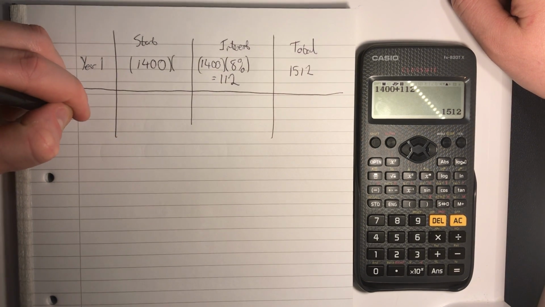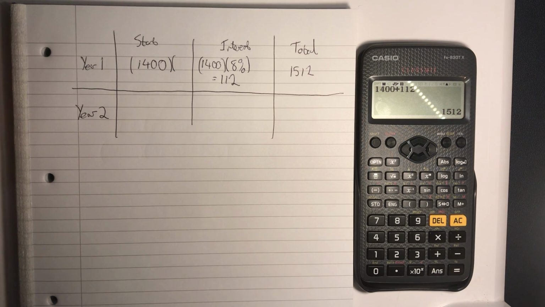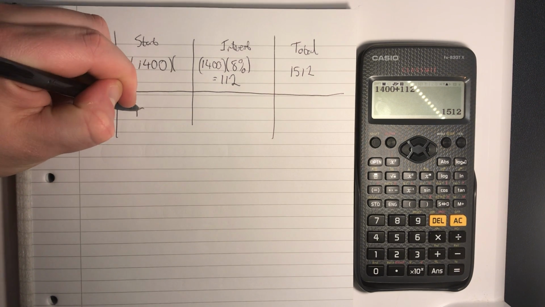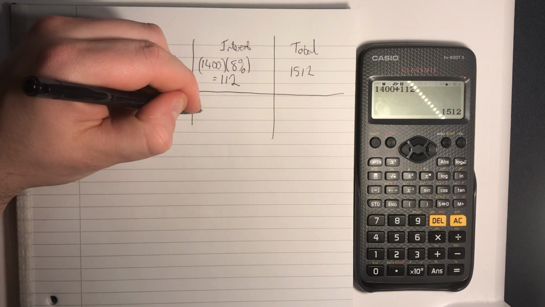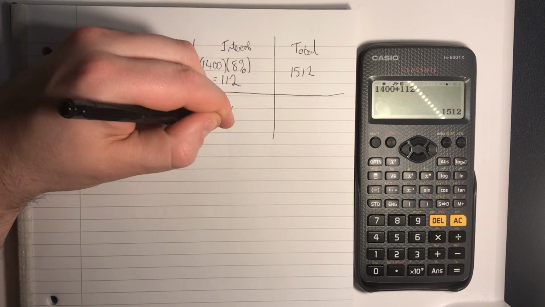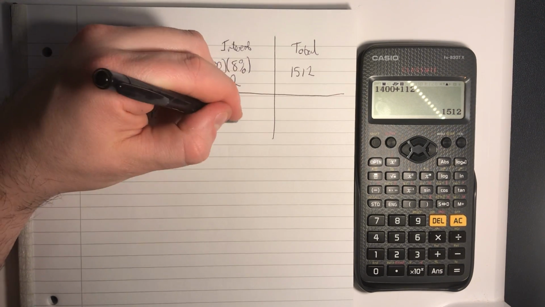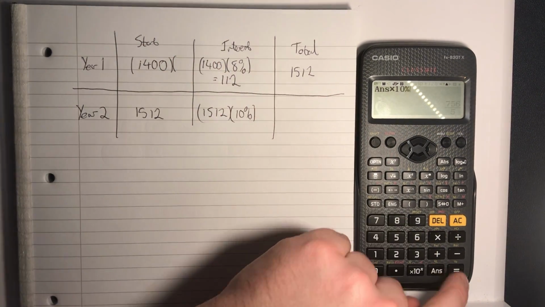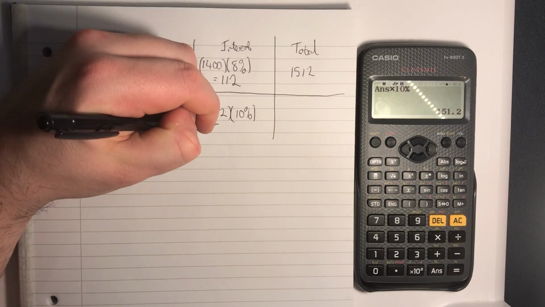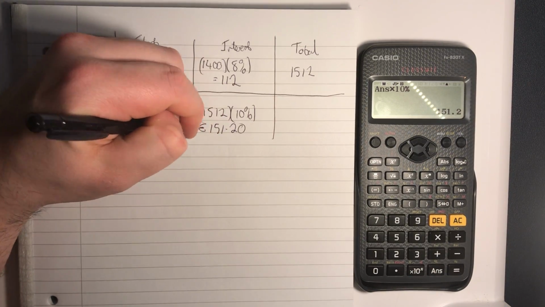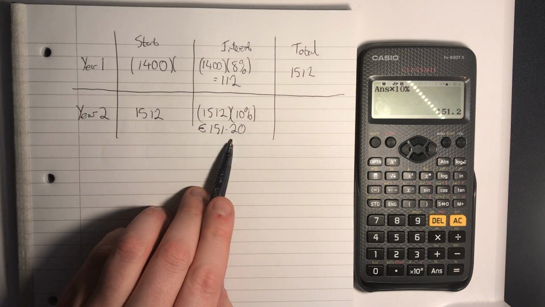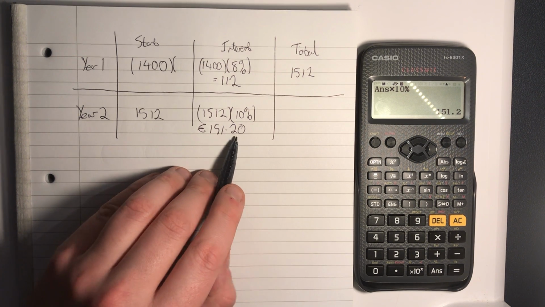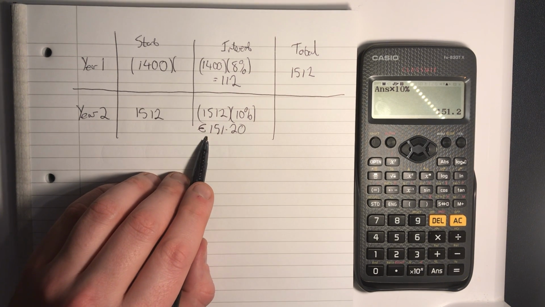Year 2. Well, what does she start year 2 with? Well, she starts year 2 at what she ends year 1 with. So it's 1,512. So in here we have 1,512 multiplied by 10%. And that is 151.20. So that's the amount of tax she will have to pay. So her total amount of money, sorry, that's not the amount of tax she will have to pay, that's the amount of interest she will earn.